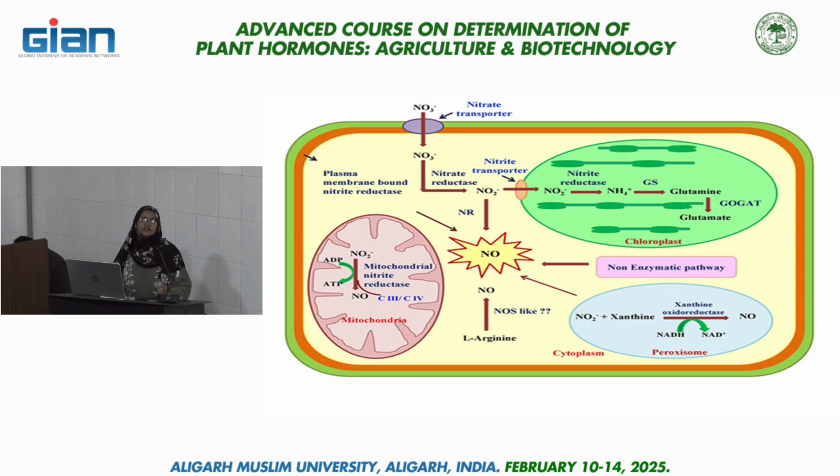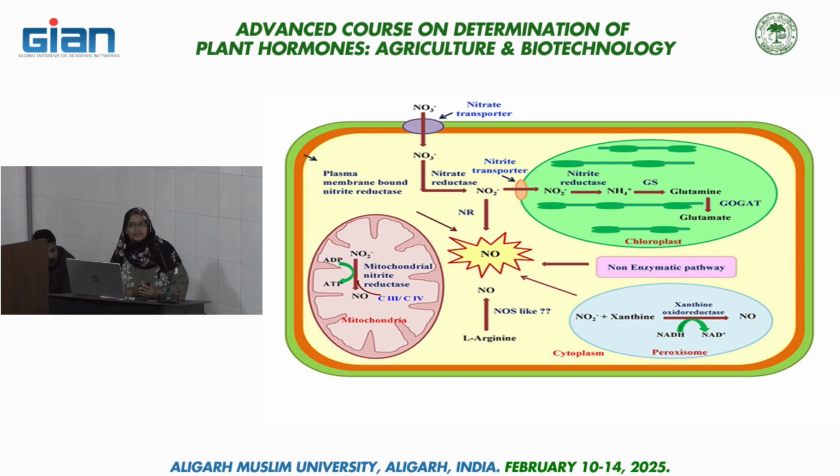So these are the two main mechanisms, enzymatic and non-enzymatic, and these are the two pathways, oxidative and reductive, depending upon which type of reaction is taking place to generate the NO. So this is how the biosynthesis of NO takes place. Then the next one, after the biosynthesis, is homeostasis, maintaining the balance of the NO, that is the scavenging, which is also very important.